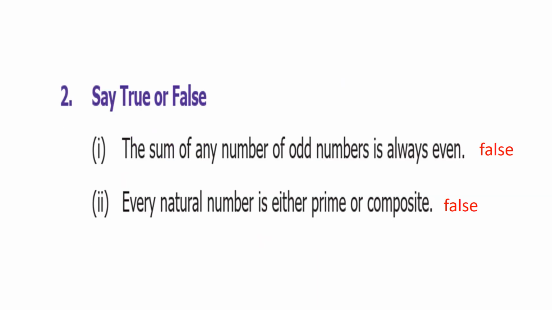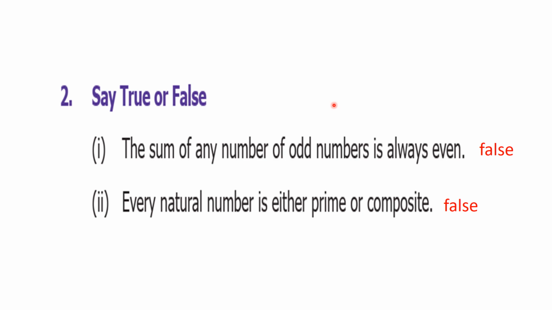Next, say true or false. The sum of any number of odd numbers is always even. So for example, 1 is an odd number and 3 is an odd number and 5 is an odd number. If you add these 3 odd numbers, you will get an odd number again. So this one is false.